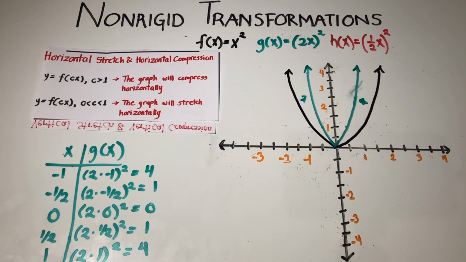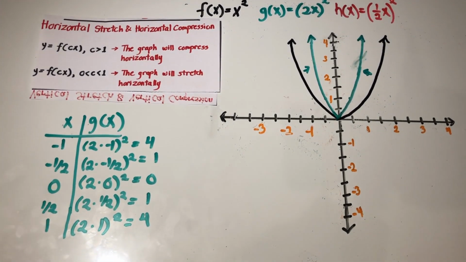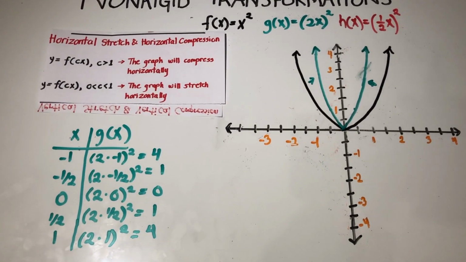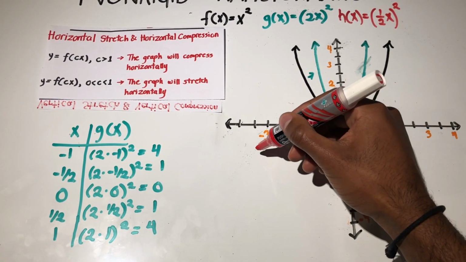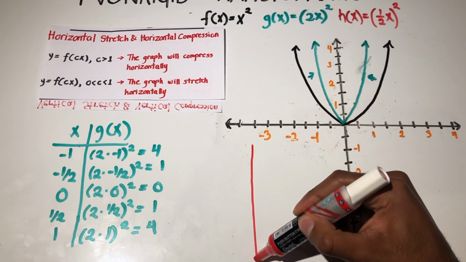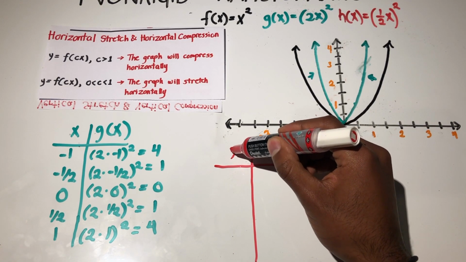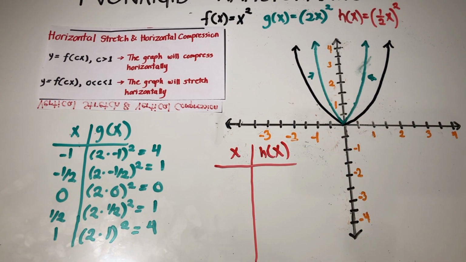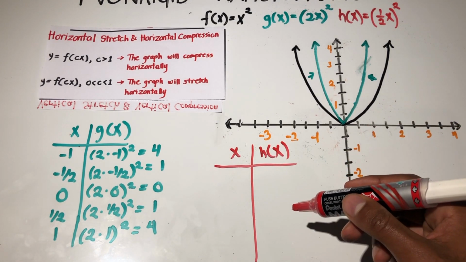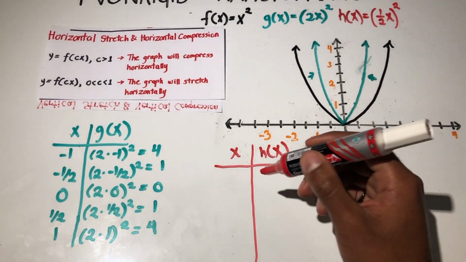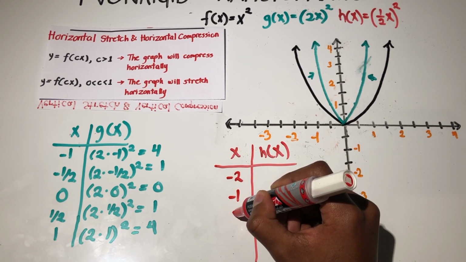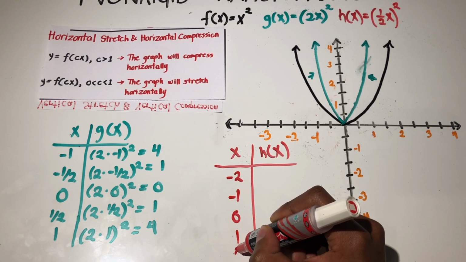Now if we go ahead and do our second set of values, we have our function h of x. So we have a table here. We have x and h of x. Now, since we already have half in there, I'll just go ahead and choose our normal values, which is -2, -1, 0, 1, and 2, just to avoid fractions.